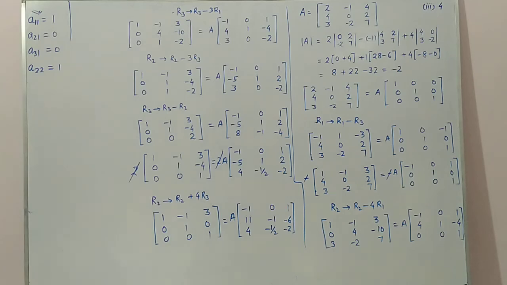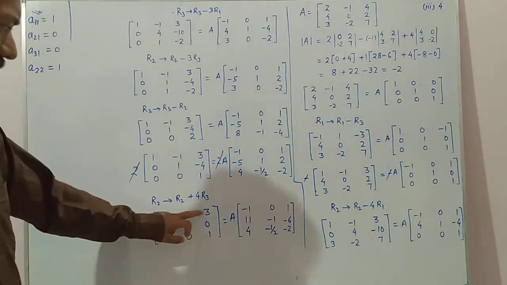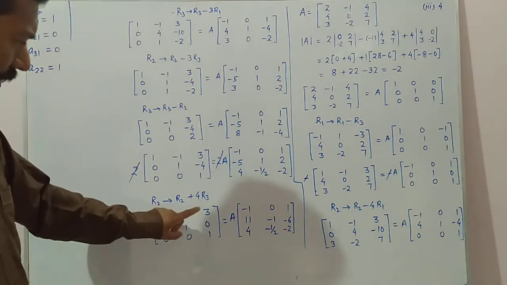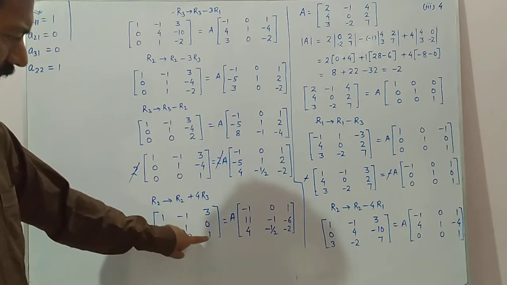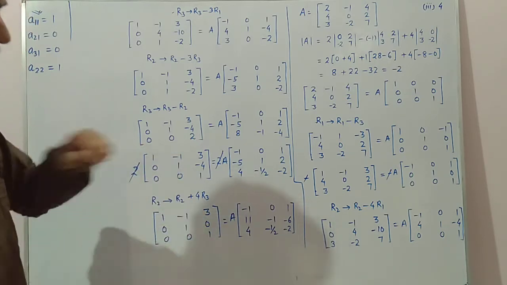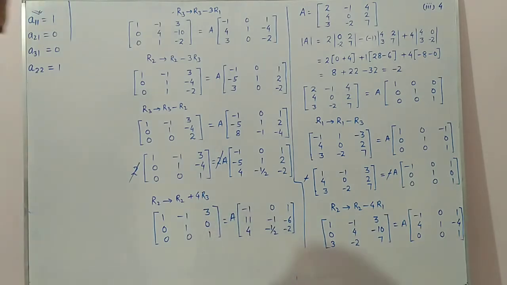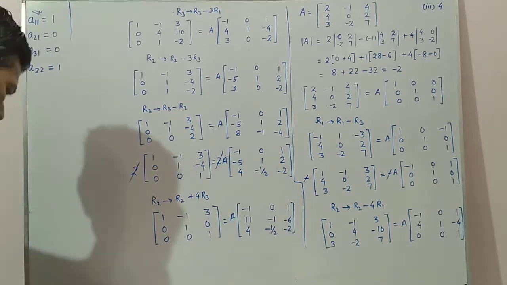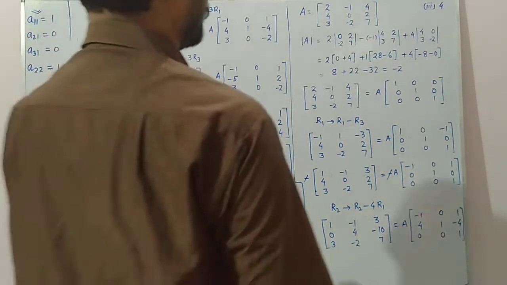Next, we have to make this one 0. We require a 1 0 0. Now you see here, this is 3, this is 1. So R1 changes to R1 minus 3 times R3. We can do it. Okay. So here, I'm rubbing this part. See here.